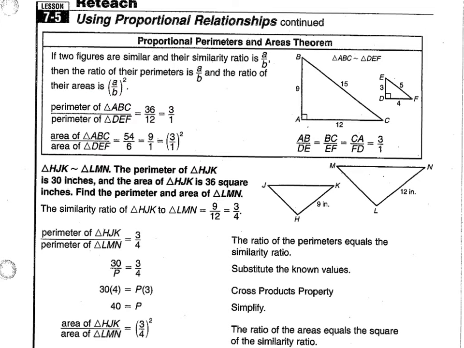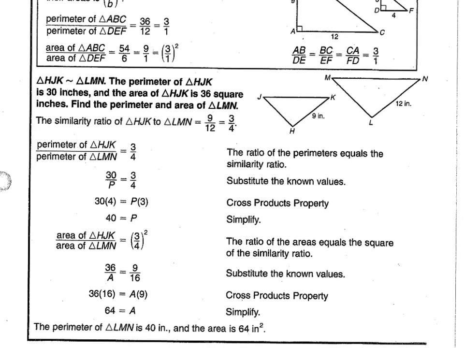Okay, so in the first example, they're comparing the triangle HJK, that is similar to the triangle LMN. The perimeter of the first triangle is 30 inches, and the area of that triangle is 36 square inches.